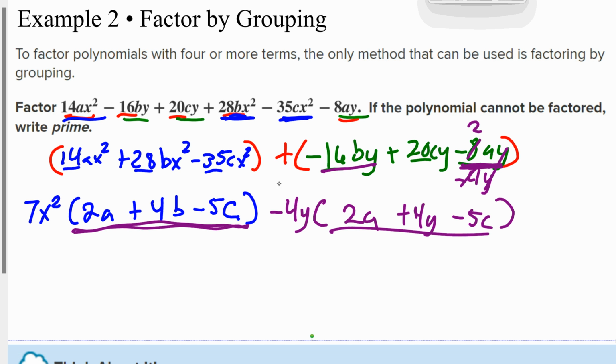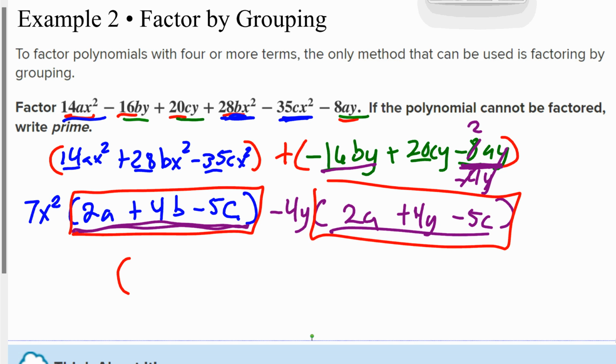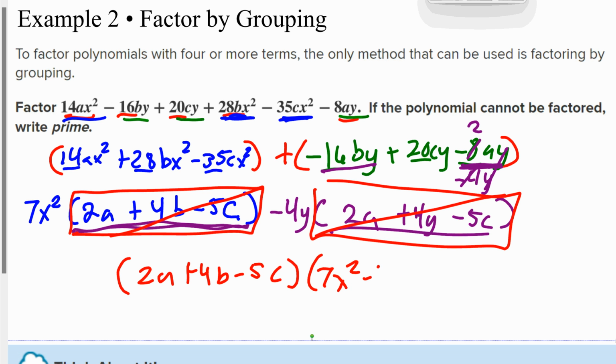So we can see those are both the same. Now I can go ahead and factor out these 2 sets of parentheses. So I factor those on the outside, 2a plus 4b minus 5c. And I get left with, when those factor out, they kind of cancel out, right? And so I get left with 7x squared minus 4y. Because when I factor, the answer is multiplication, right? That's why this is on the outside, multiplication, when I factored out 7x squared. Okay, and there I go. So there is my answer.